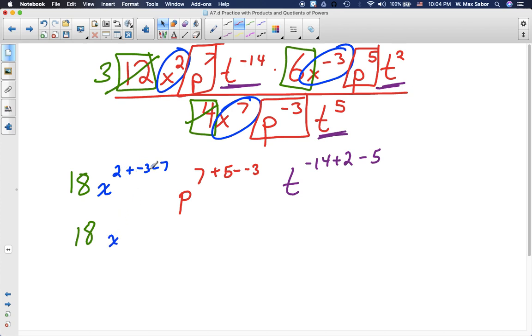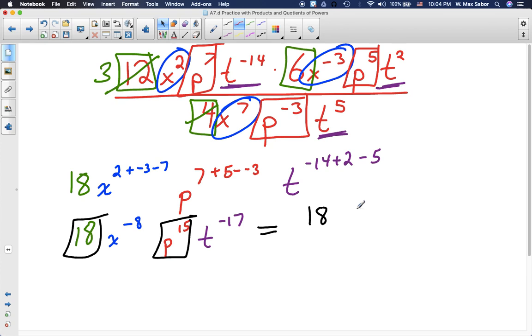This will be 2 minus 3 is negative 1, minus 7 is negative 8. For p, 7 plus 5 is 12, plus 3 is 15. Negative 14 plus 2 is negative 12, minus 7 is negative 17. So this all simplifies to 18. The other positive exponent is p to the 15th, and because these are negative, they're going in the denominator with a positive exponent: x to the 8th and t to the positive 17th.